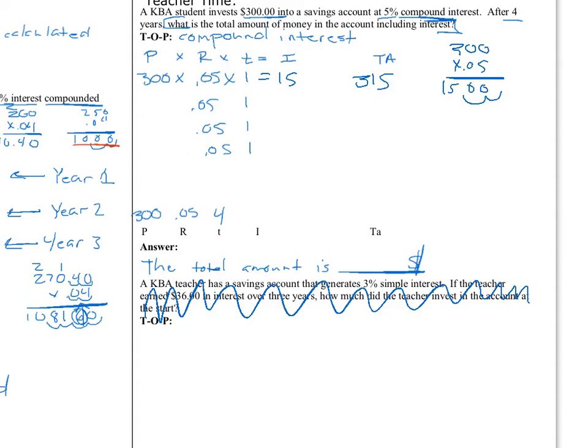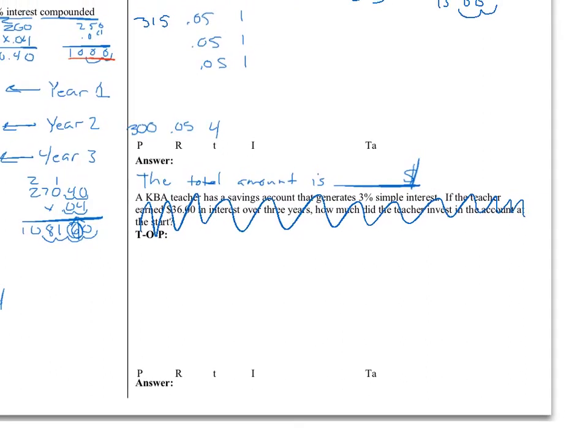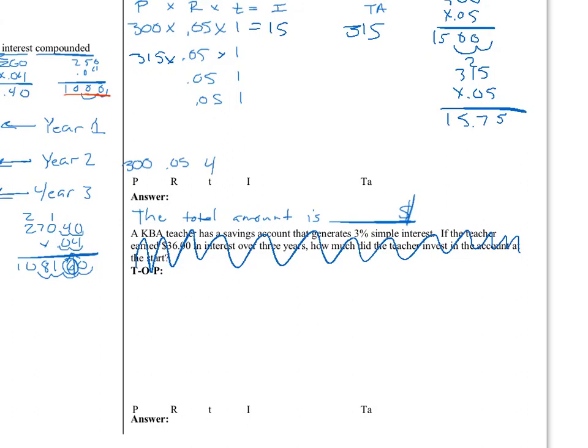Now, if I put that money back in to year 2, and this is one thing that I say, basically once you're starting a new line, it's kind of like nothing else matters. Okay? It's kind of like we're starting a new problem now for year 2. Year 2, $315 times 0.05. It's going to be 5 times 5 is 25, carry the 2. It's going to be 7, 5 times 3 is 15. And so my interest in year 2 is $15.75.